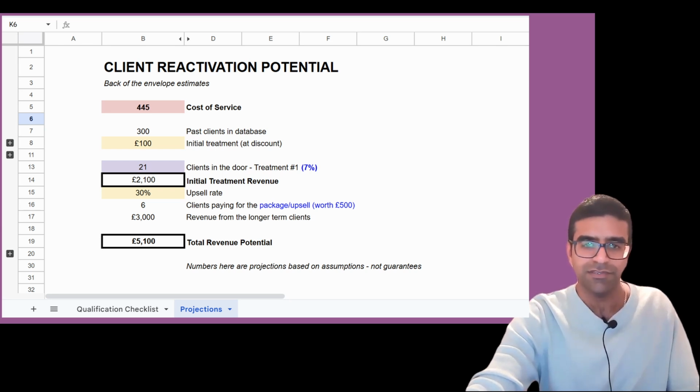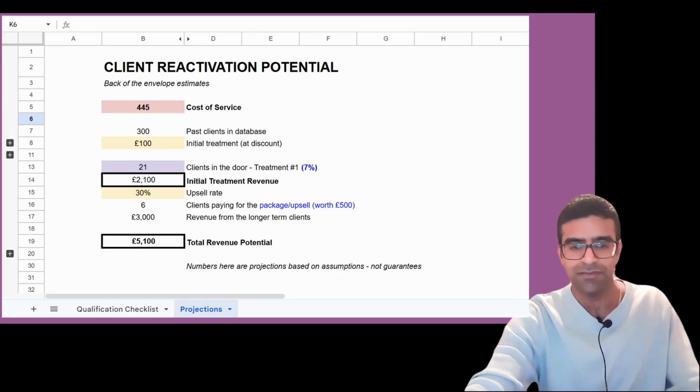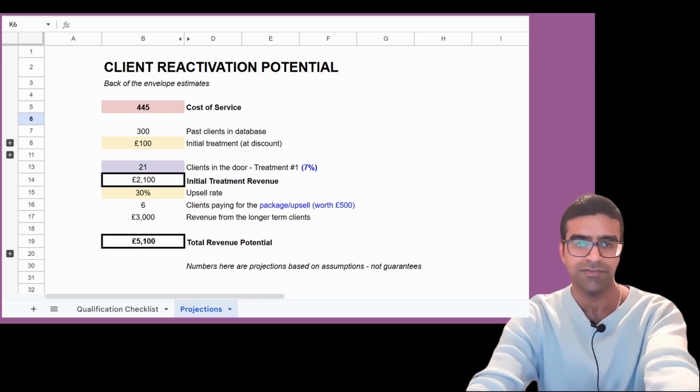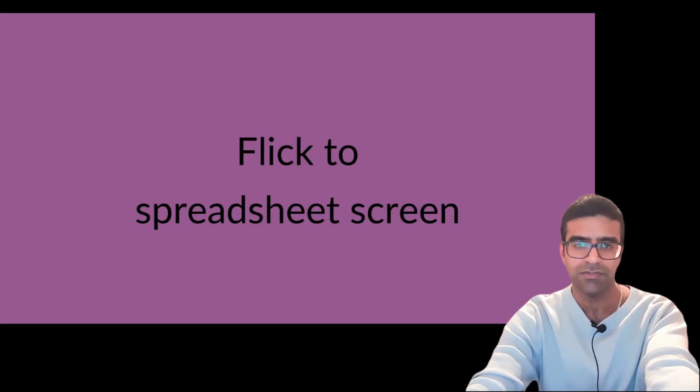Okay, so anyway, I wanted you to just see the potential of results here. And just to know, I'm not making claims or what's guaranteed. These are just based on assumptions, but the assumptions I'm giving you are realistic because they are what's happened for actual clients. Okay, flicking back to the presentation.